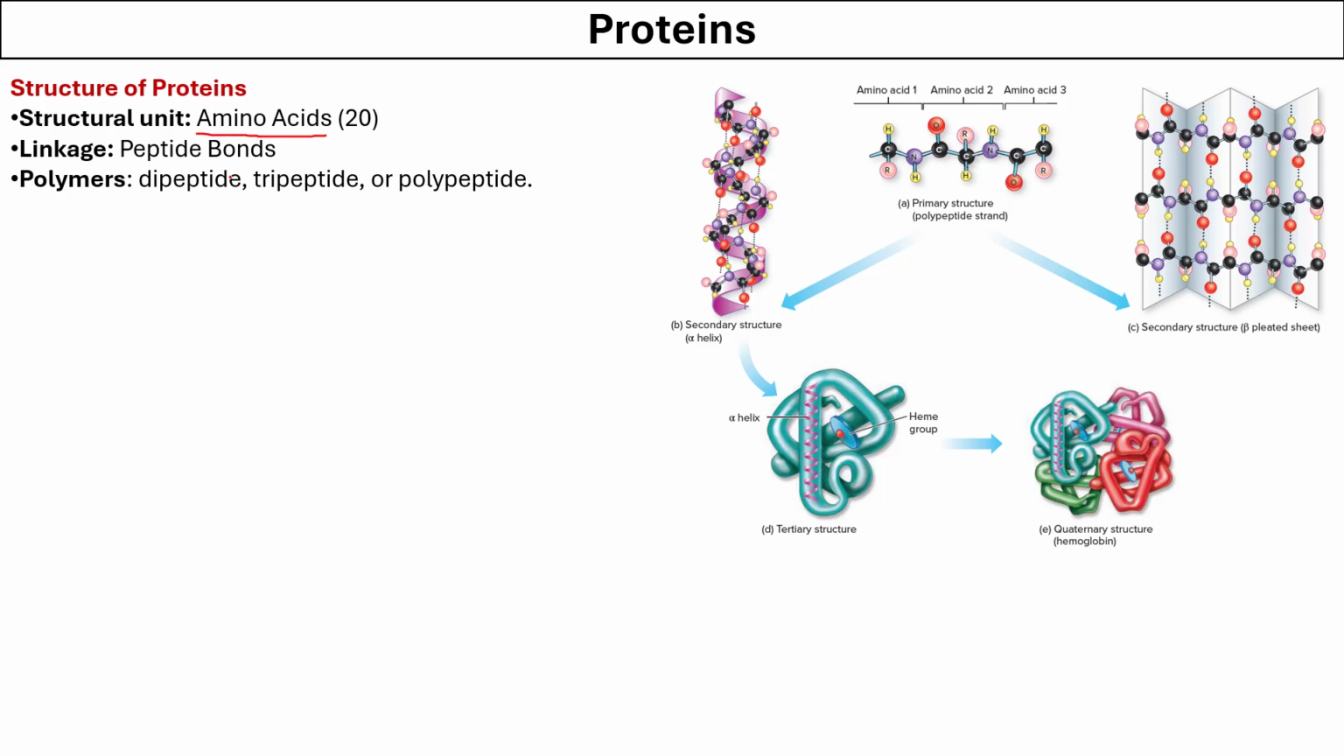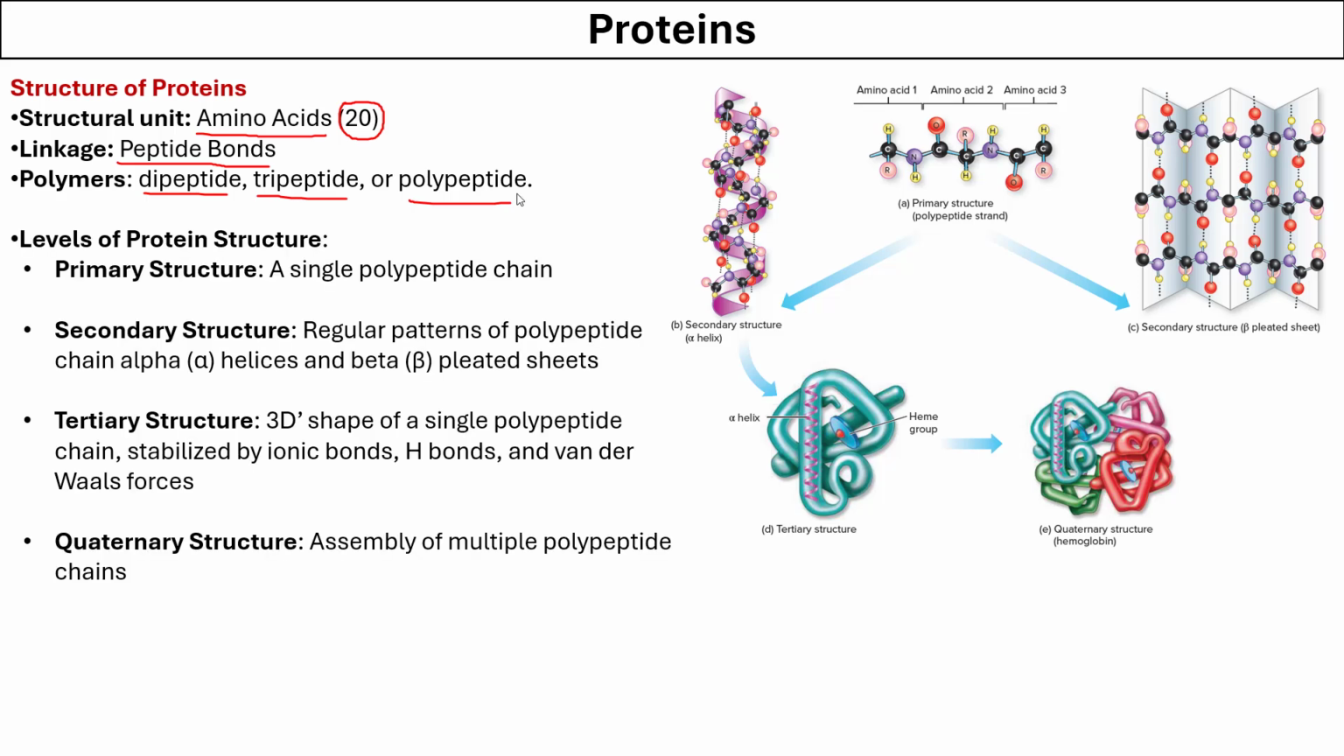Protein is made up of amino acids. There are 20 different kinds of amino acids which make long chains with the bond called the peptide bond, and they make proteins. If there are only 2 amino acids, it makes a dipeptide, 3 amino acids make tripeptides, and many amino acids come together and form a polypeptide.